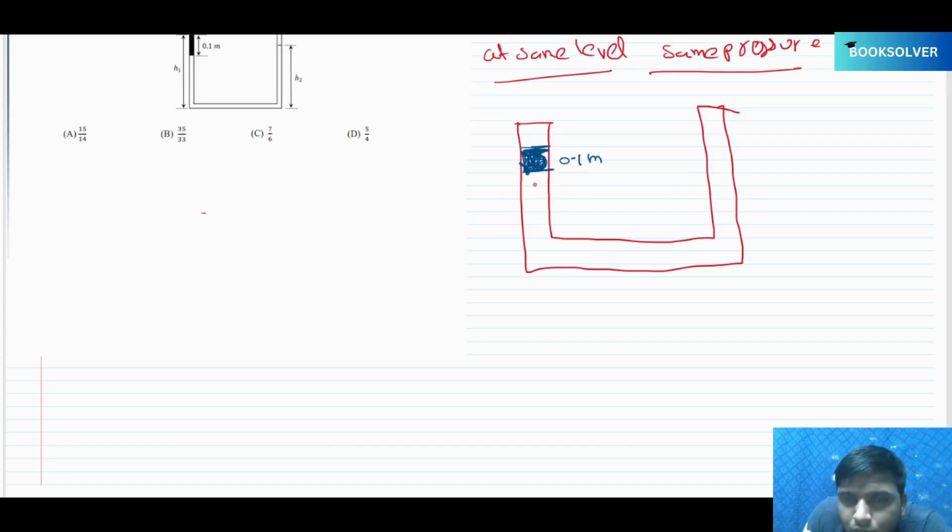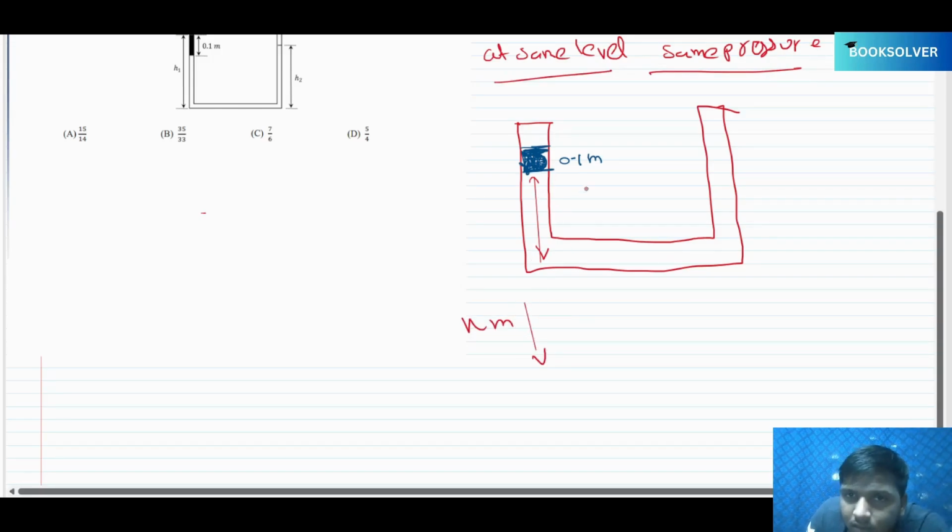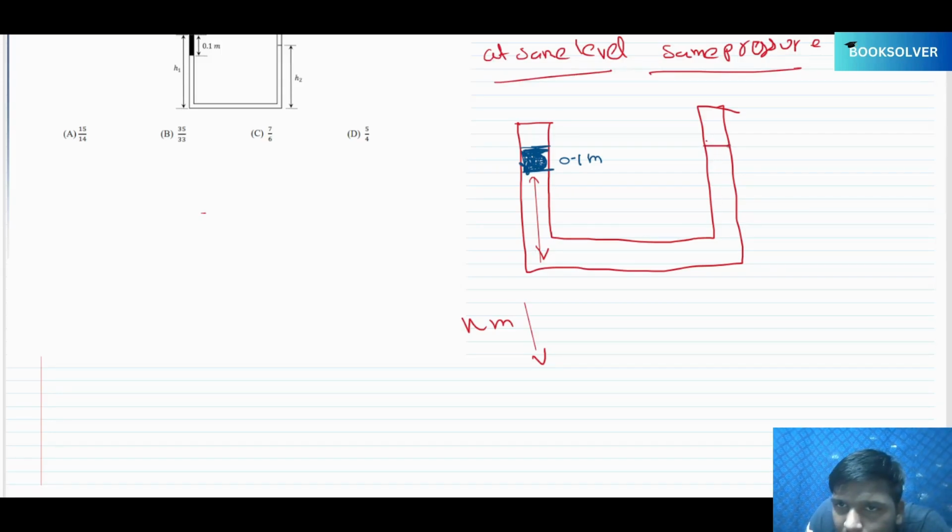What happened to the water? Let's assume it has gone x meters downward. But to maintain the volume, it must have risen x meters here. Suppose this was 0.29, and this was also 0.29. If it has gone x meters downward from here, then it must have risen x meters upward on this side. Now if we measure the pressure at this level, the pressure at those places should again be the same.